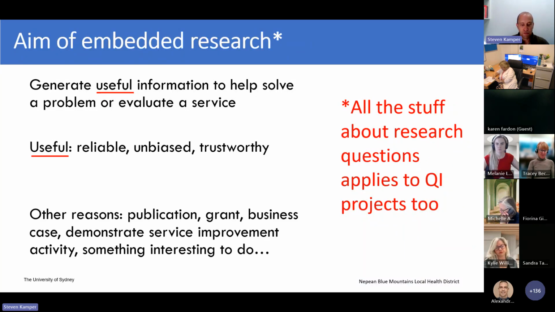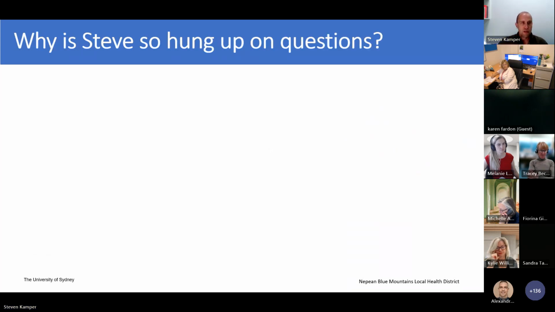Now, that's not the only aim. There can be other reasons for doing research as well. I won't run through them. But for the purposes of what drives me in the work that I do, it's really about this first aim here: generating useful information to solve a problem or evaluate a service.